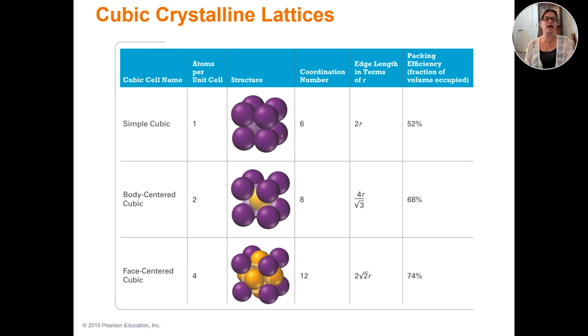So this generic chart you need to know. This column right here is going to tell you how to calculate the edge length, so the length of each edge. For simple cubic, it's 2r. For body-centered, it's 4r divided by root 3. And for face-centered, it's 2 root 2 r.